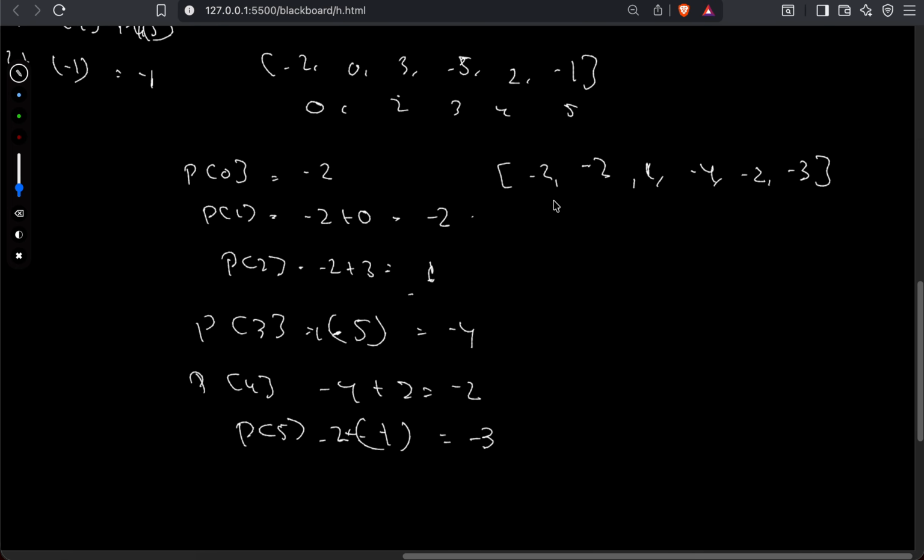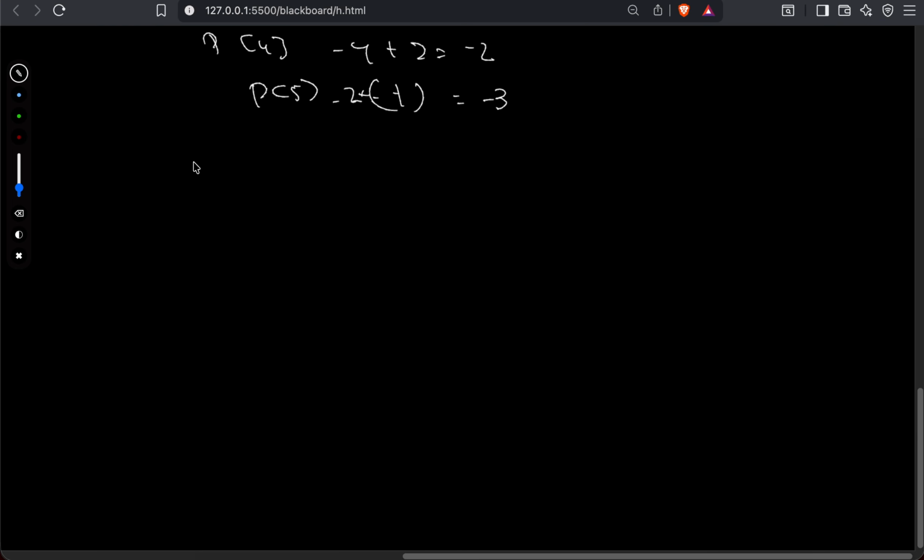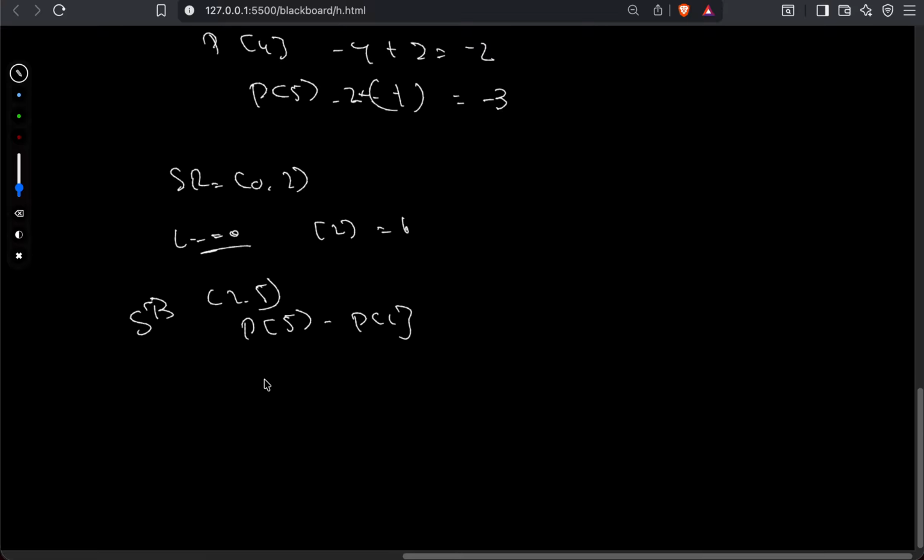So see, sumRange is 0 to 2. If left is equal to 0, return prefix of 2, that was 1. For sumRange 2 and 5: prefix of 5 minus prefix of 1, negative 3 minus negative 2 is equal to negative 1. For sumRange 0 and 5, left is equal to 0, so return prefix of 5, that was negative 3.